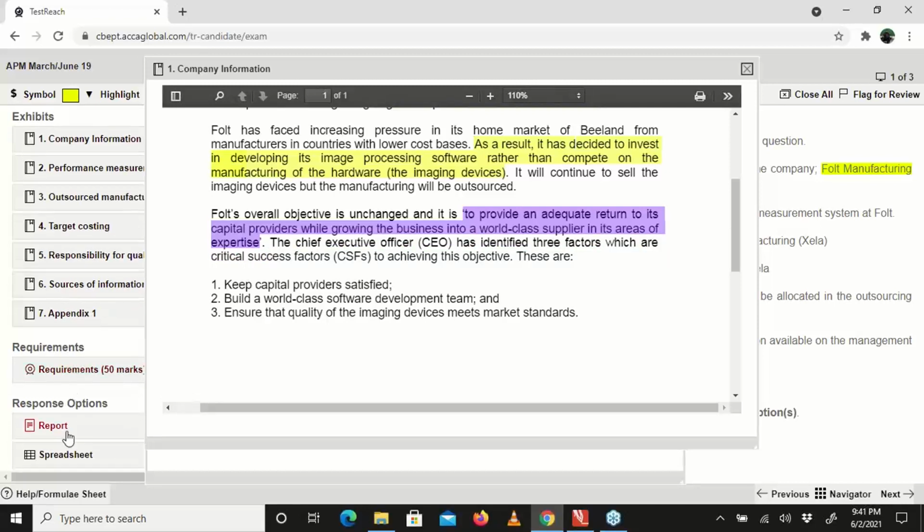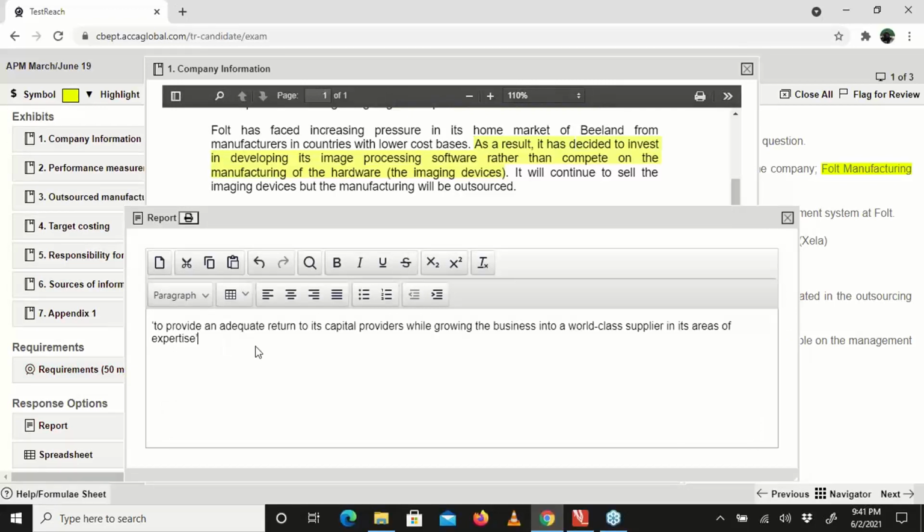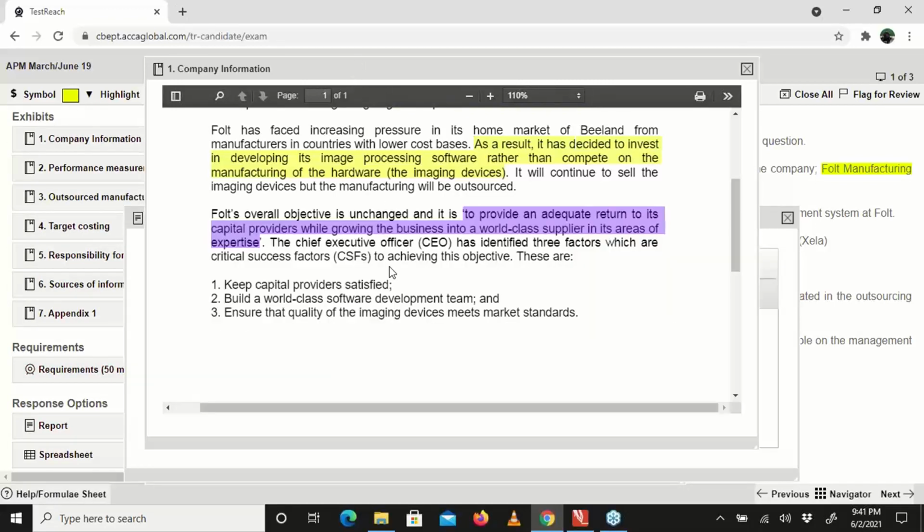I'm copying it down and I will put it here, because I need to see what is going to happen. Now see, the chief executive has identified three factors which are critical success factors to achieving this objective. And what are they? They include: keep capital providers satisfied, build a world-class software development team, and ensure that the quality of the imaging meets market standards.